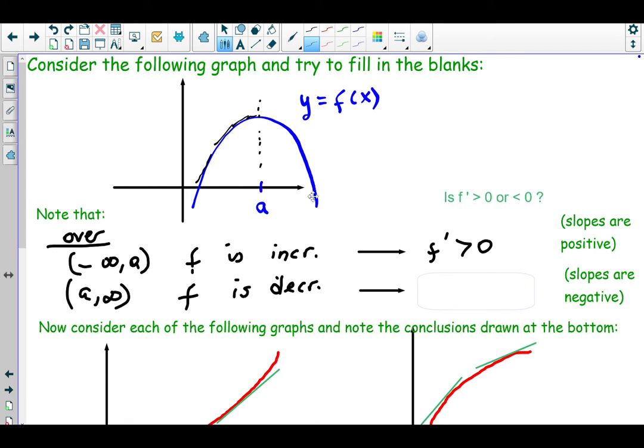And between a to infinity, this graph is decreasing. What can you tell me about the slope of the tangent lines in that segment? So they're all negative, right? Slope of the tangent line, or f prime, is always negative. So remember that this is going to be part of our rules that we're going to come up with in a little bit. When f is increasing, first derivative is positive. When f is decreasing, first derivative is negative.